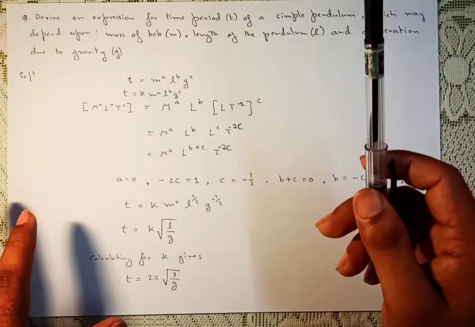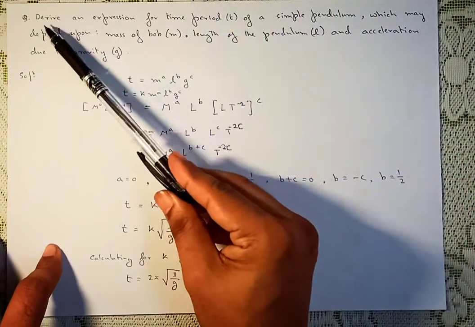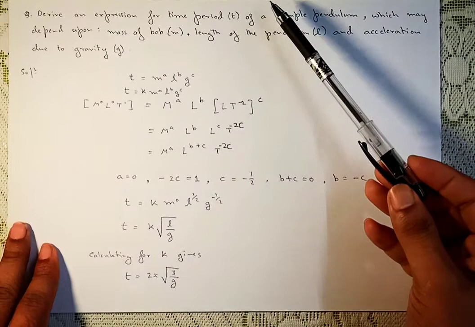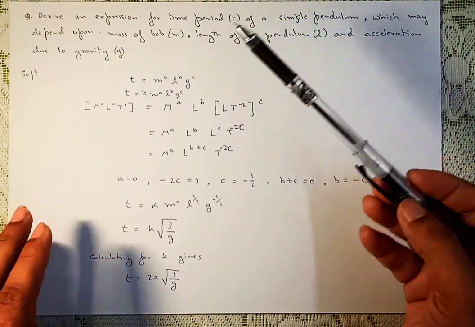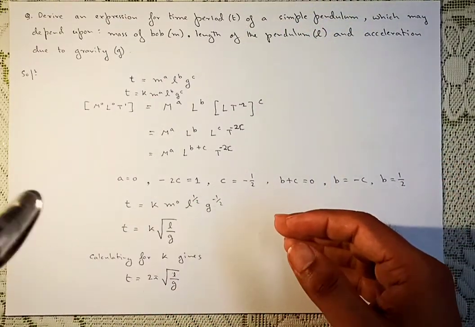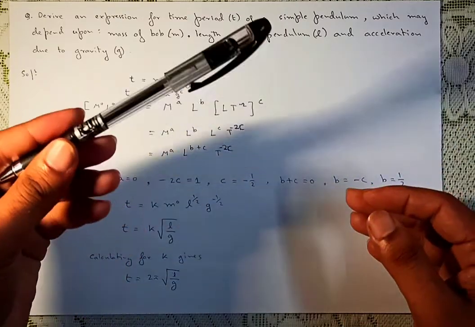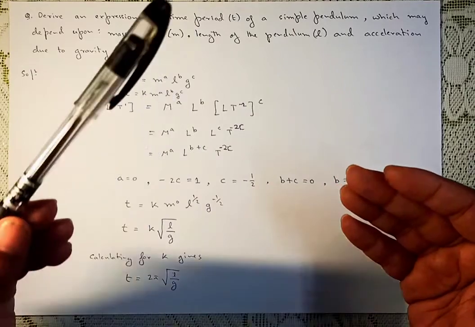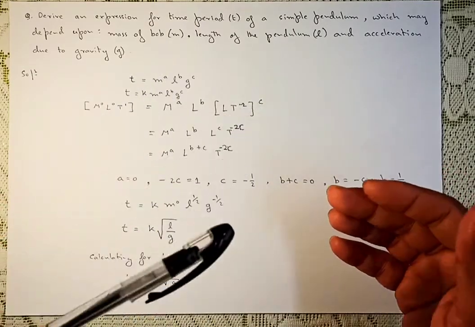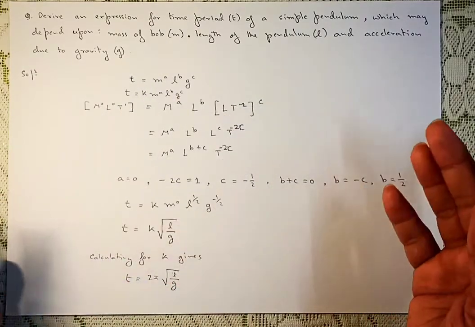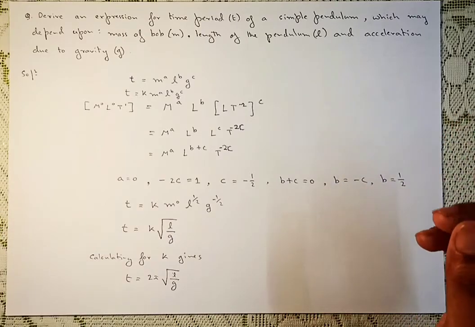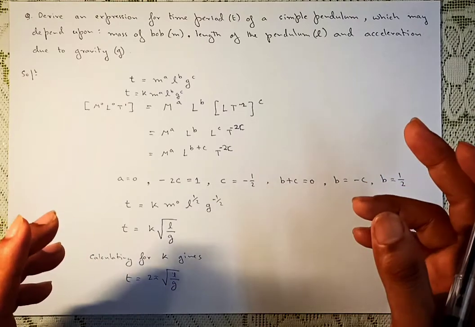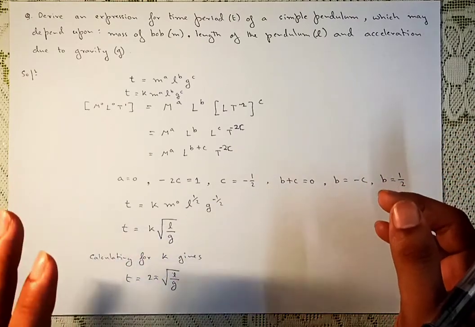So let us have a look into another such example. Derive an expression for the time period of a simple pendulum. This question is telling you that I have a pendulum which is going in a swing somewhat like this, and I do not know the formula for the time period, how much time it is taking. All I know is that the given physical quantities are that it can depend upon the mass of the bob, the length of the pendulum, and also upon gravity.